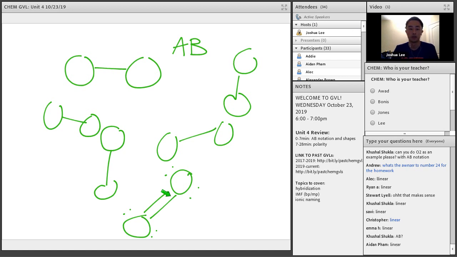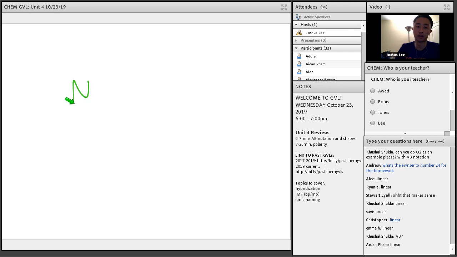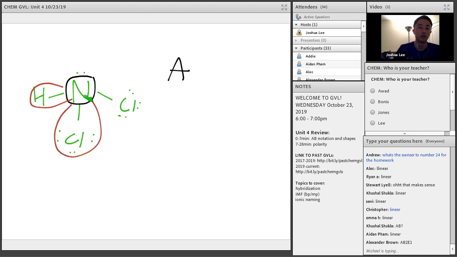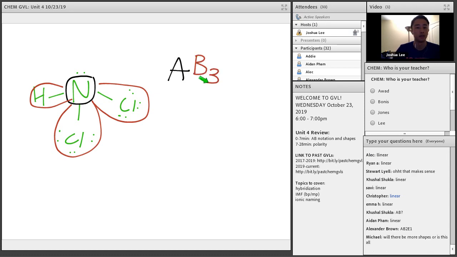So for the person who asked about NH, let's go with NH. The ABE notation here would be, we have A, which is my central atom right here. Then I'm checking to see what's attached to my central atom. I have 1, 2, 3 things attached. So it's AB3, not AB2. And then we have our lone pair electrons up here. So that would be my E1.